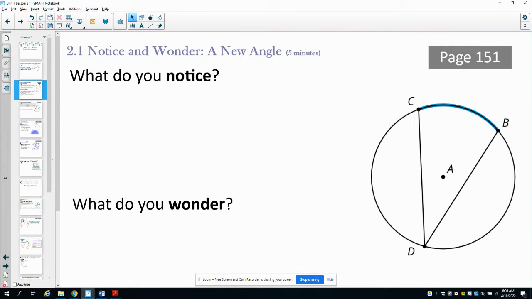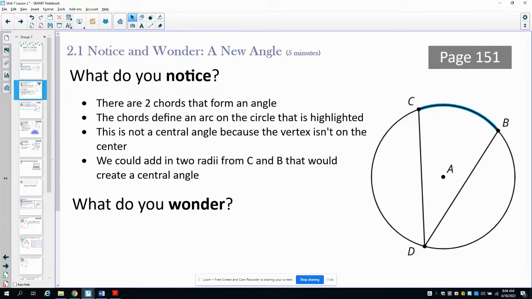So page 151 is where we're going to start with a notice and wonder. Looking at this diagram, what are some things you notice and what are some things you wonder? Take a minute to write down a couple and then come back to the video. All right, so you can certainly come up with a variety of things that you noticed here. Here are a few things that you could have noticed.